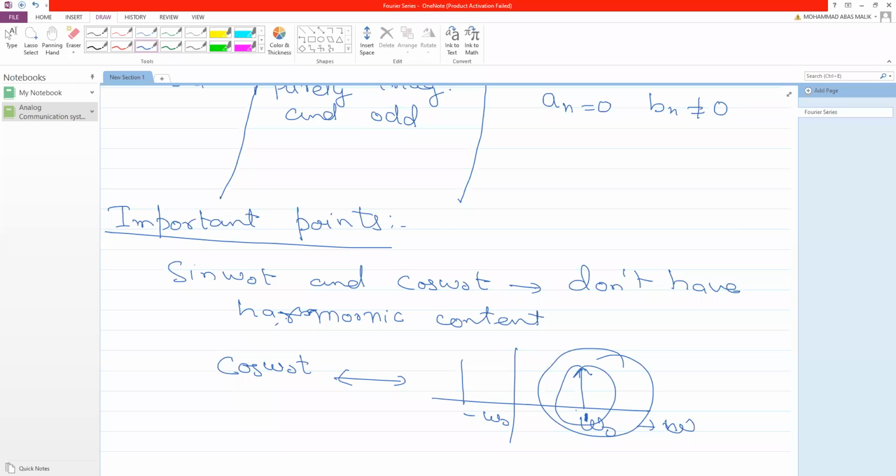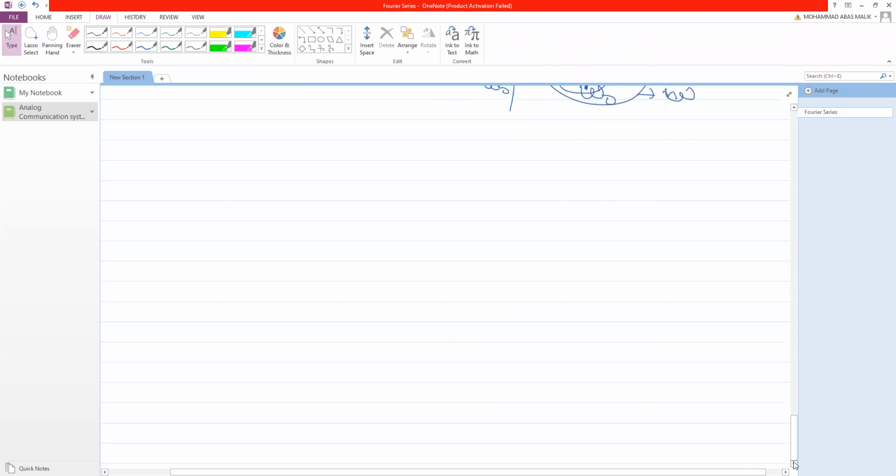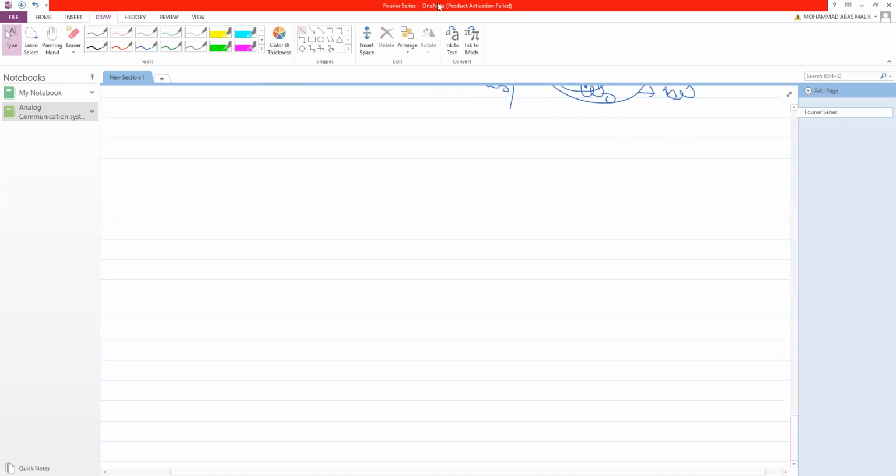There will be some value of power at omega naught. That means it is a single frequency signal. All the other frequency components will be zero, meaning power will be zero at those points, if you consider the power spectrum. So this is a very important point about sine and cos. Okay, now we will go with the Fourier transform, fundamental signals. Then we will take some signals and try to find their Fourier transform.